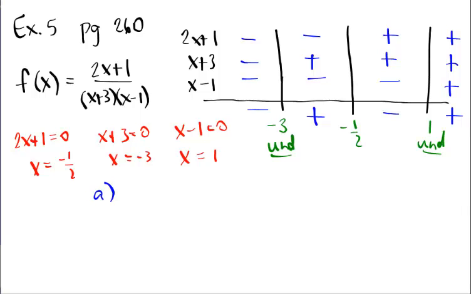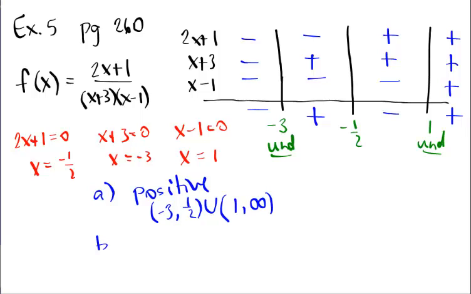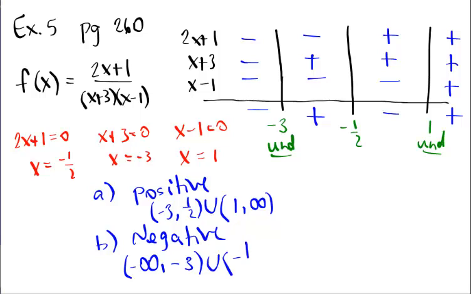So if I'm answering the question, where is this function positive? It's going to be from negative 3 to negative 1/2, together with 1 to infinity. And if I'm asked where this guy is negative, it's going to be from negative infinity to negative 3, together with negative 1/2 to 1.